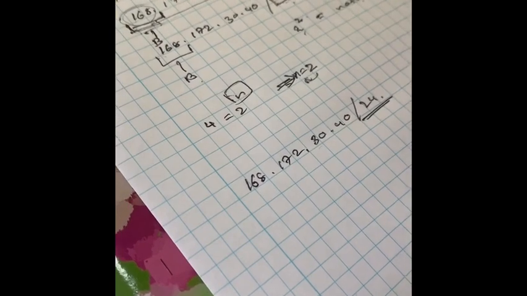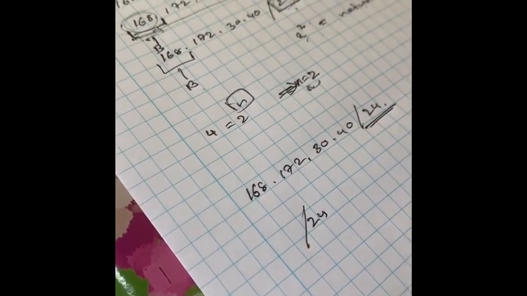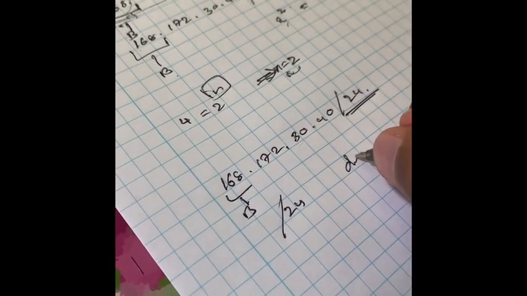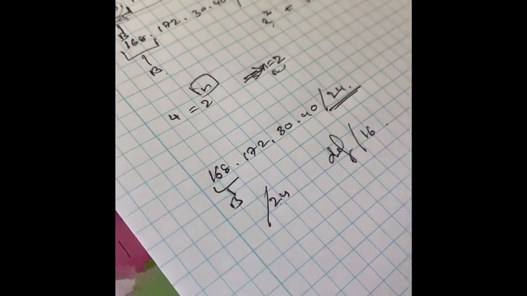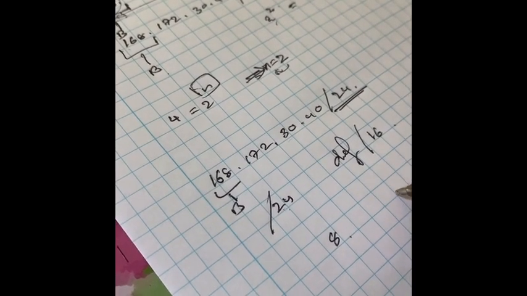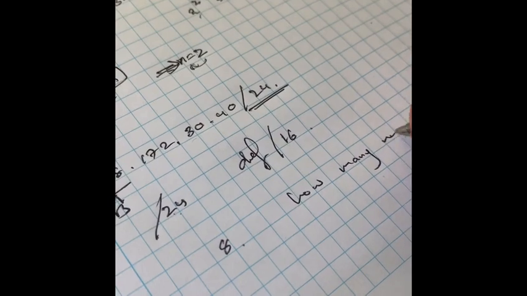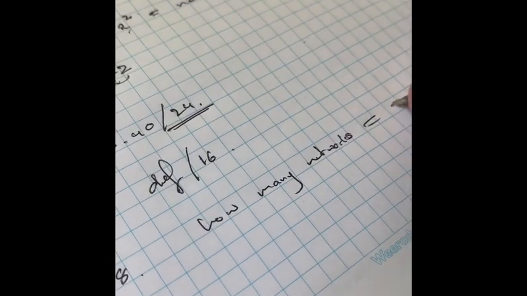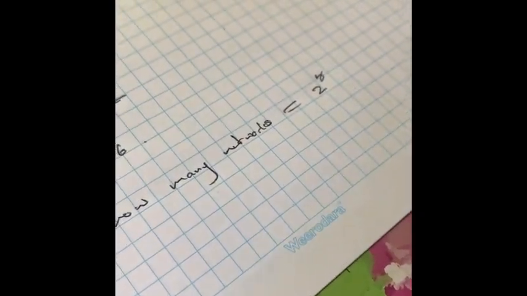168.172.30.40/24, so again you see, you are given slash 24. This is a class B IP address. The default is slash 16. You subtract 16 from 24. The remainder is 8. And to get how many networks, what you do is you put the number you got as the power of 2.